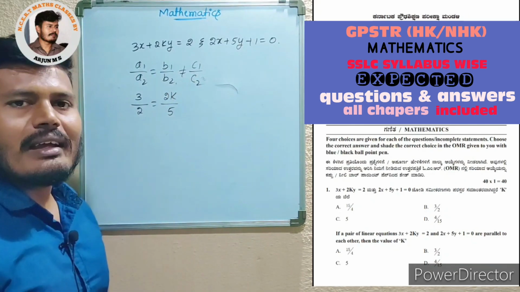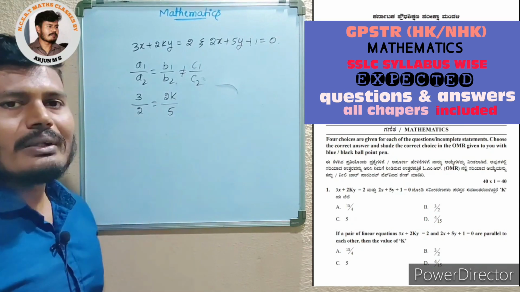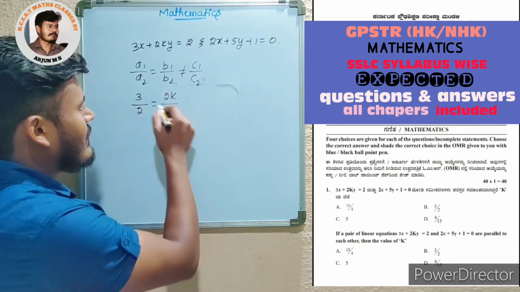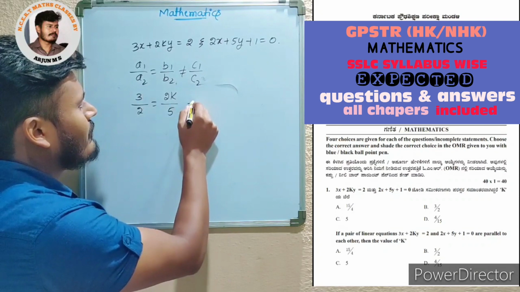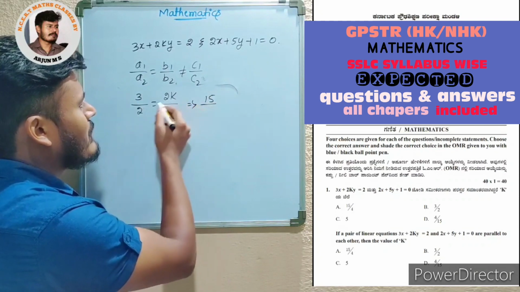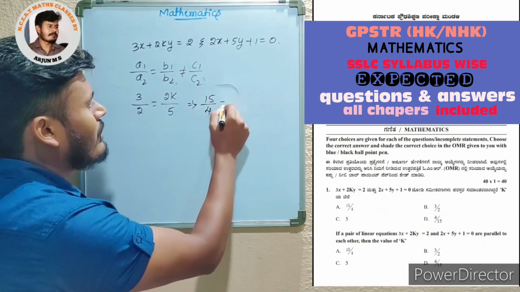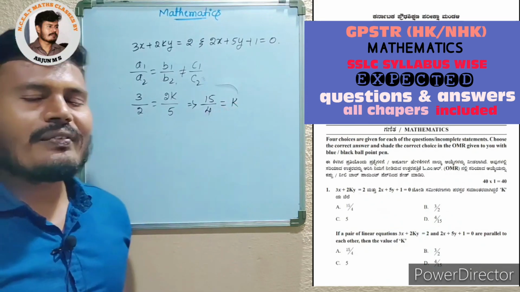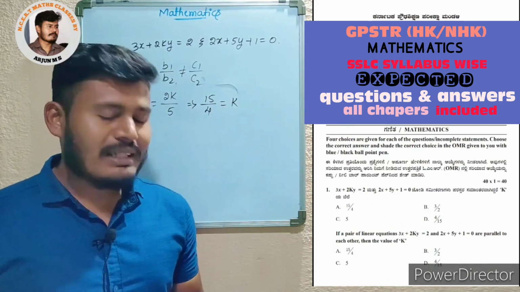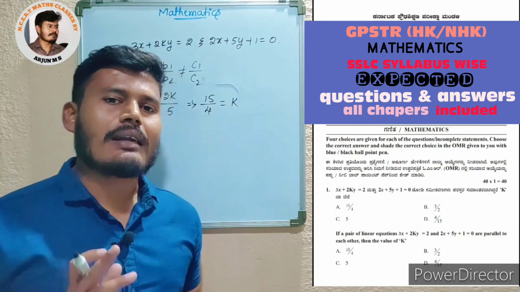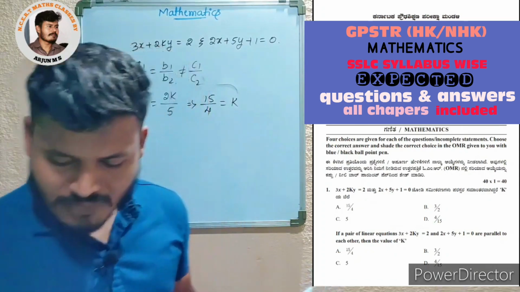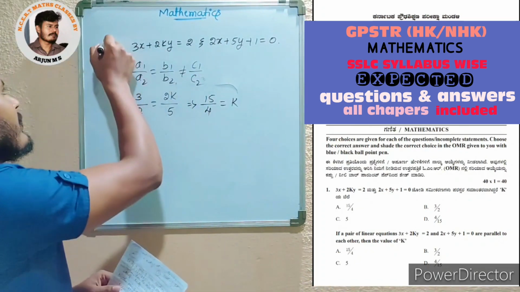Now simplify these two parts, and you will get the answer for this question. You just cross multiply. Here we get 15 divided by, multiply 2 here, divided by 4. This is equal to k. So 15 by 4, option A, 15 by 4 is the right answer. Then we move on to the second question.